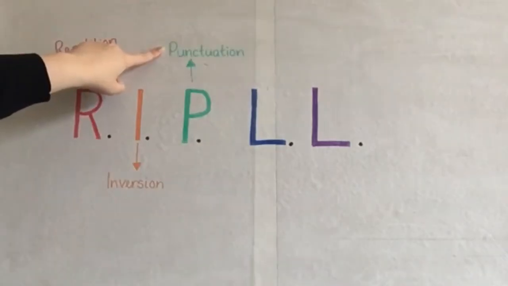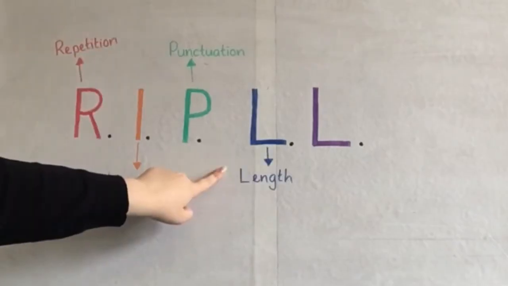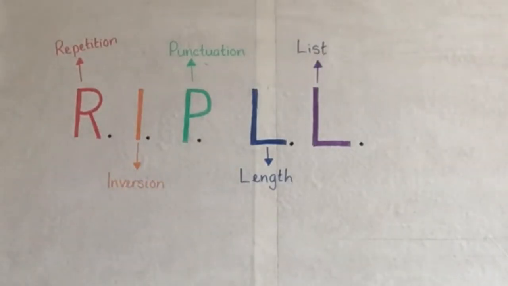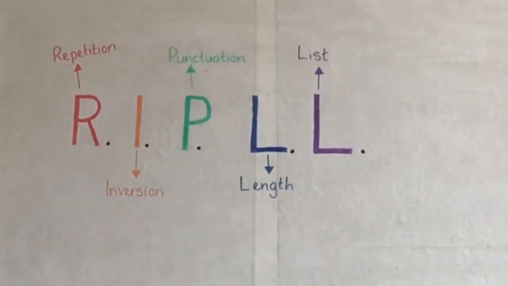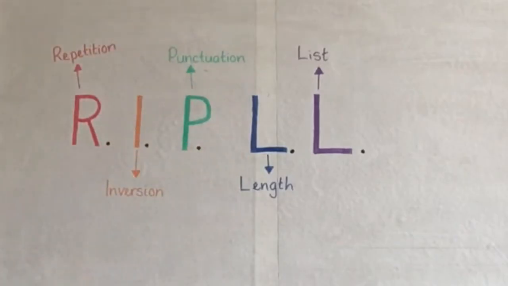P, punctuation. What about the punctuation stands out to you? L, length. Is it a particularly long or particularly short sentence being used? And finally, list. Okay, is a list being used? Something to note is that when you're in the exam, you might come across something that doesn't fit neatly into one of those categories, but nevertheless it might jump out to you. Don't ignore that feeling, because usually if it's jumping out to you, they're wanting you to comment on it in some way. So make sure you've quoted it, even if you can't refer to a specific technique.